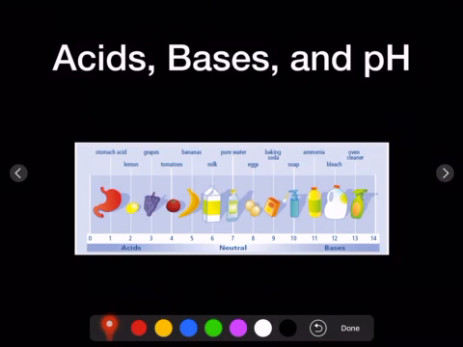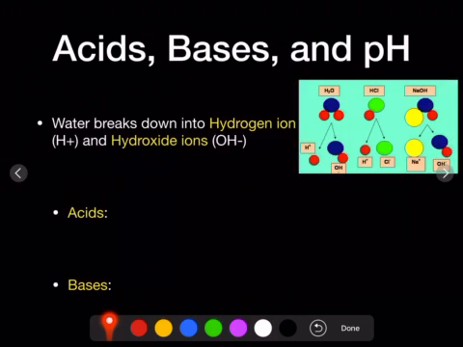A lot of times we think about different foods as acidic, such as grapes and lemons. Even our stomach acid is very, very acidic to break down the foods. But we don't often think about basic things like eggs, baking soda, ammonia, and bleach. A strong acid is just as dangerous as a strong base.